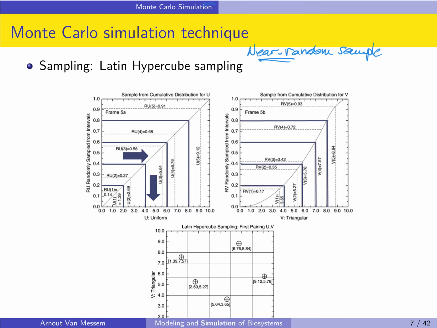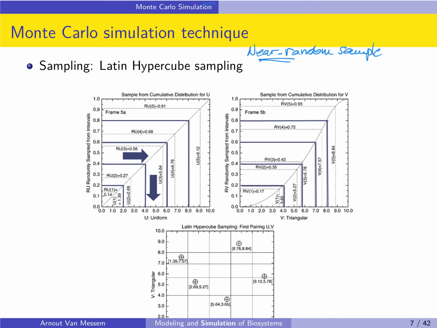As you can see in the right figure, once the distribution is not a uniform distribution, the intervals on the x-axis will not be of equal length. These intervals are chosen in such a way that the probability for each interval is the same, but because the mass is distributed differently, the interval length on the x-axis will not be the same. So that's why we have to divide the y-axis in equal intervals and not the x-axis. So this sampling gave us 5 values for the random variable u, 5 values for the random variable v, and then we randomly combine them.